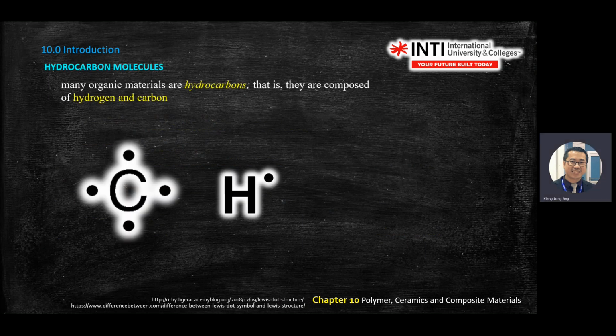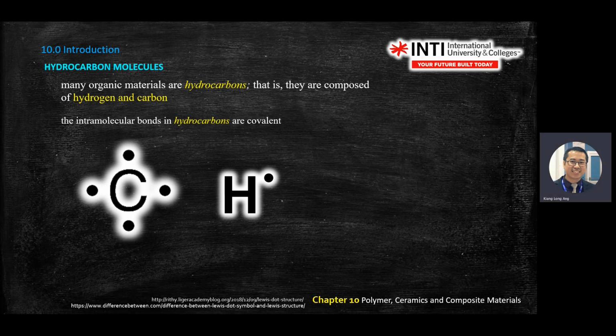So again, introduction. The first type of polymer we look at is hydrocarbon polymer. Hydrocarbon means you have C and H, consisting of hydrogen and carbon. Why hydrocarbon? You deal with hydrocarbon in daily life as a mechanical engineer. You deal with engines, petrol, fuel, all this. You deal with plastics. So they are all hydrocarbons.